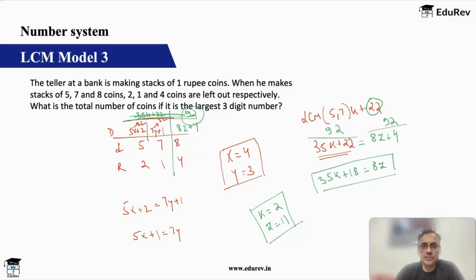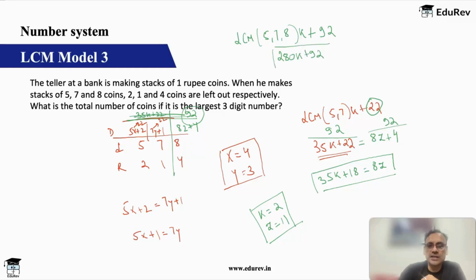Now the answer is going to be LCM of 5, 7, 8, K. This part, remember, is always the same for LCM model 1 or 2 or 3. The only part that we did was to get this 92. So the answer is LCM of 5, 7, 8, K plus 92. 5, 7, 8 have nothing in common, so it will be the product. 8 into 5 is 40, 40 into 7 is 280. So 280K plus 92 is your answer.